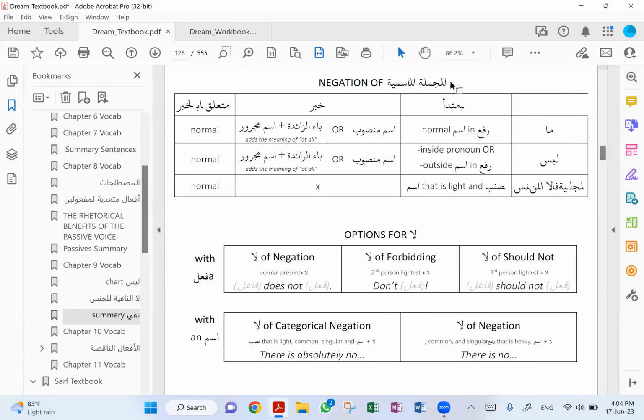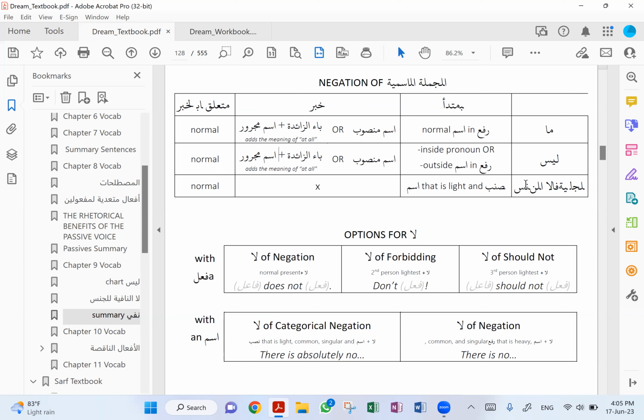And then you have negating jumla ismiya. We have ma and laysa, and of course there's la nafiyatul lil jins. I think something happened with their PDF and the letters are just weird, but you can make sense of it. When ma and laysa are being used, the khabar is going to be nasab, unless there's a ba zaida. So it's going to be isim mansoob or isim majroor. That's what's going to happen to the khabar. Of course, the muta'alliq bil khabar, nothing happens to it in any case. We are mostly concerned with the khabar. That's where the changes happen.